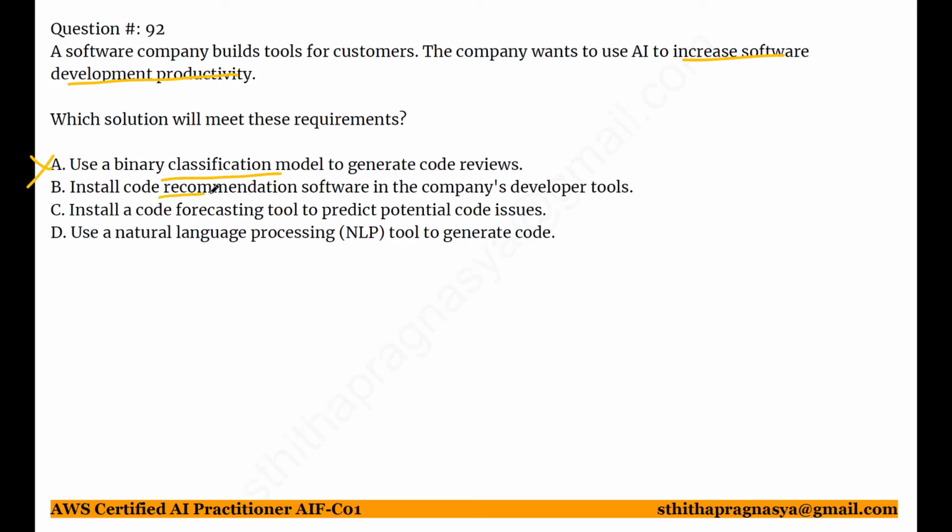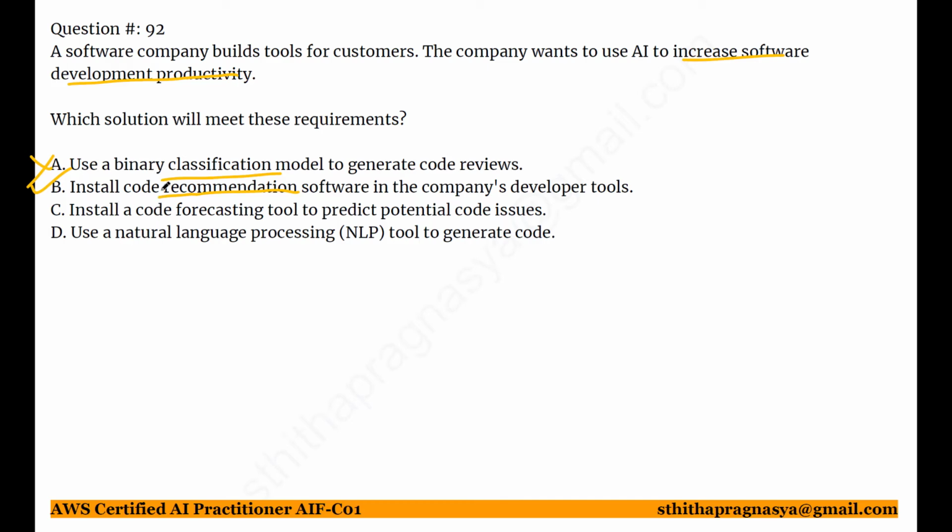Option B, code recommendation software. This integrates into developer tools to suggest code snippets, auto completions, and improvements, effectively streamlining development tasks. This approach directly aligns with the goal of increasing productivity by making the development process faster and more efficient. Okay, so this is the correct answer, as the solution directly improves developer productivity.